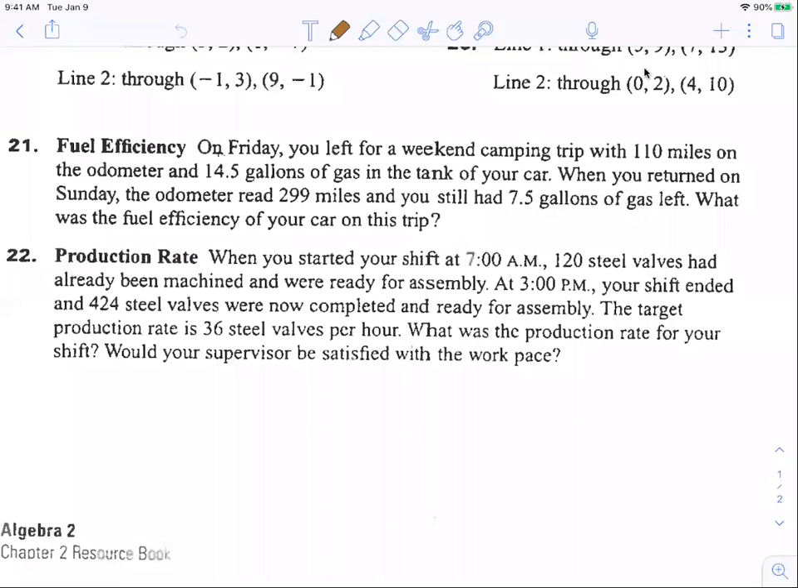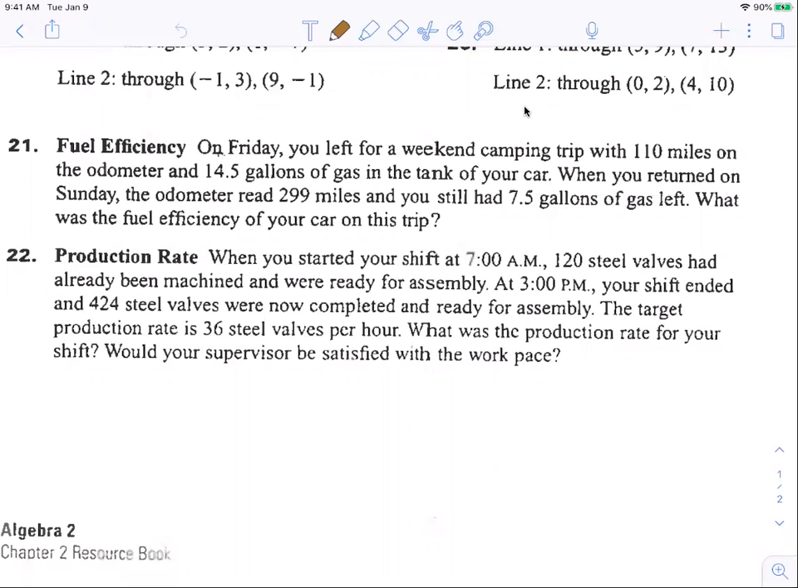You might want to know what your miles per gallon is, and your car may not tell you that. So sometimes you want to know what your gas mileage is. That's what number 21 is talking about. What is your gas mileage? How efficient is your vehicle?